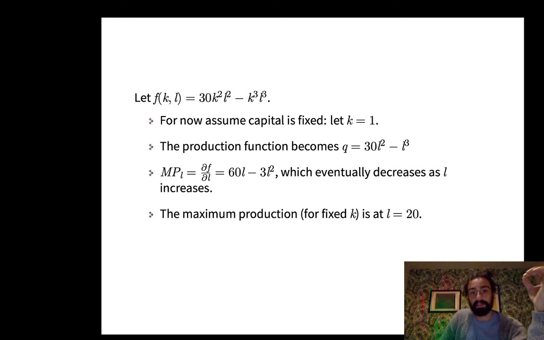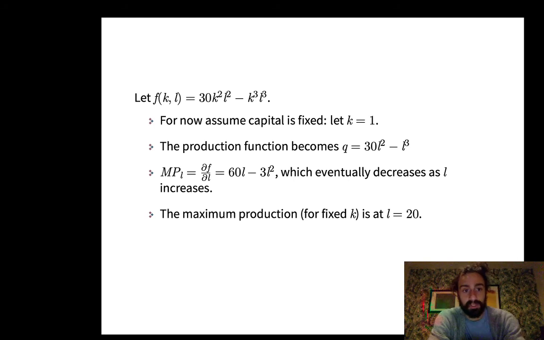The marginal productivity of labor is just the derivative of F, which here is equal to Q. F is the function, Q is the output of the function. The derivative of F with respect to L is just 60L minus 3L squared, and that eventually decreases. In fact, it is eventually negative, right? So the maximum production is when the marginal productivity is equal to 0, right?